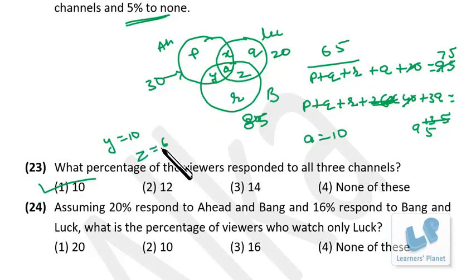Okay, now we have to find out only luck. Only luck, that means we have to find out the value of Q. Now X plus Y plus Z is 20, right? So Y and Z we already have 10 and 6, that means X is 4. Okay, so this is 4, this is 10 and this is 6. So already it is 20. So Q will be 0 in that case. So there are no people who are watching only luck. Okay, so that is none of these. Your answer is 0. Right? So I hope you are able to understand this.